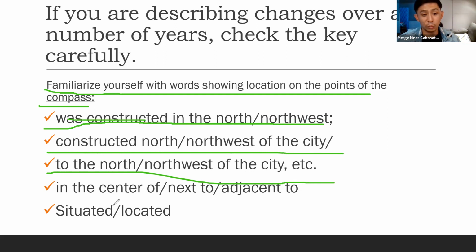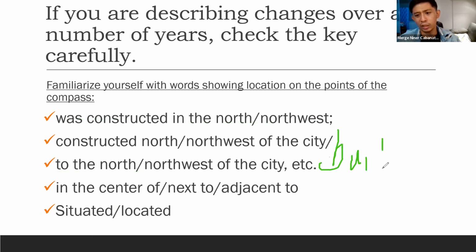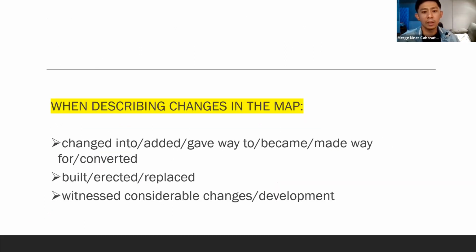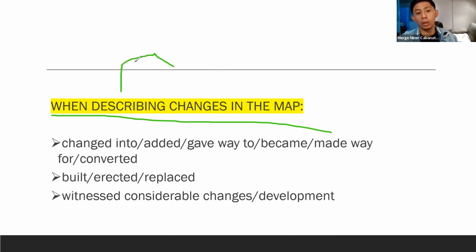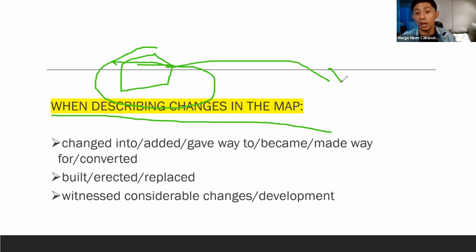If it's not constructed, you can say it's situated, it's located, it's erected, it's built. You need to use words that are very essential in map presentation. When describing changes in the map, for example, the school for the map of Cabanatuan at the northern area was changed into a hospital. So the school was demolished or perhaps renovated, and it is now repurposed as a hospital.